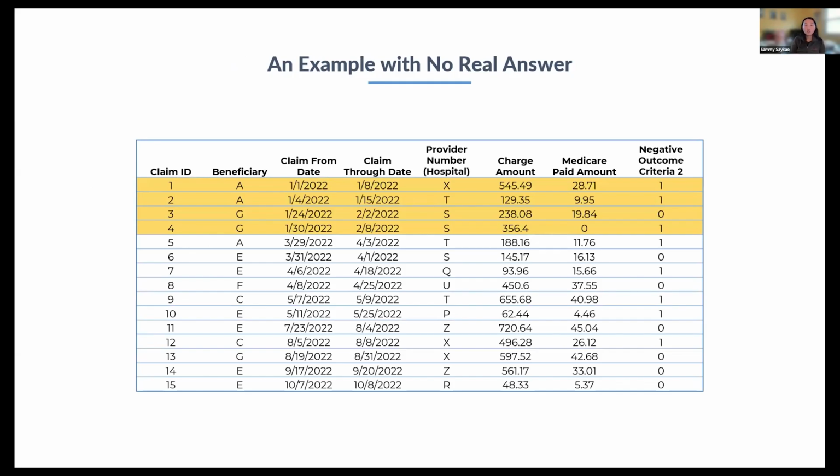So what do you do if there is no real answer? I'm showing 4 claims here, 2 for beneficiary A and 2 for beneficiary G. Their claim from and claim through dates overlap, and there's not anything that indicates that one is more wrong than the other.